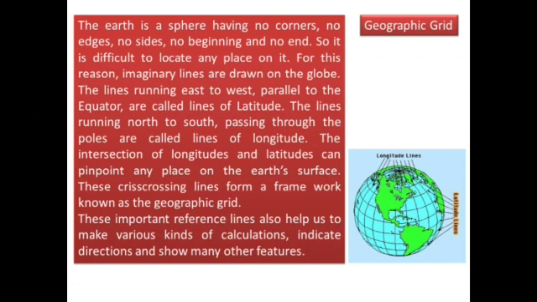As you can see in this diagram, the horizontal lines running in an east-west direction are lines of latitude, and the vertical lines running in a north-south direction are lines of longitude. They crisscross each other and form a geographic grid.